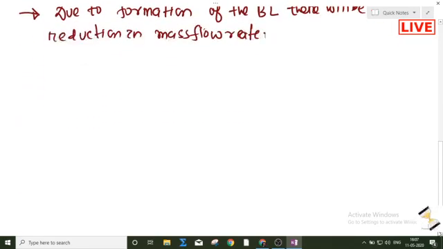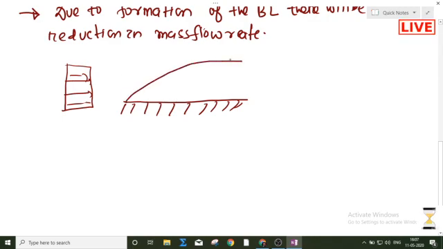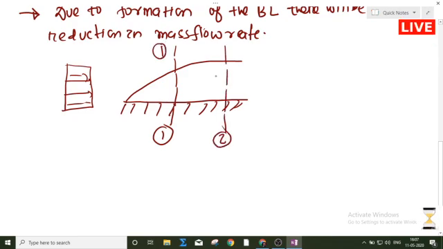Okay, next point is that suppose this is my solid boundary, and this is my free stream velocity. Now when it comes in contact with the solid surface, what will happen? This boundary layer is formed. Suppose I am choosing one section. This is section 1-1, and this one is section 2-2. Okay, so what will happen?